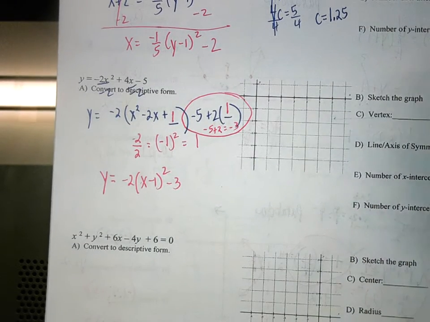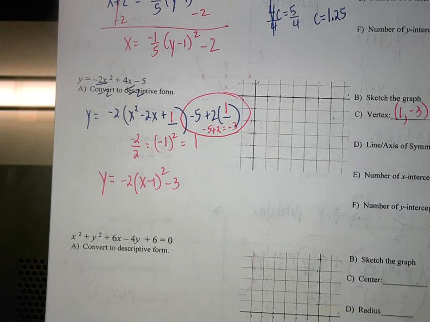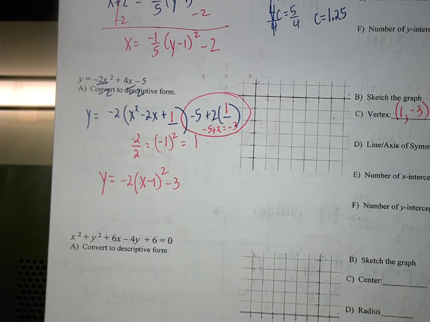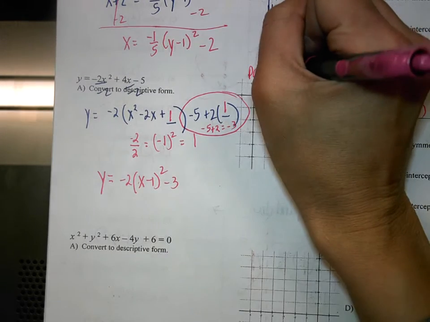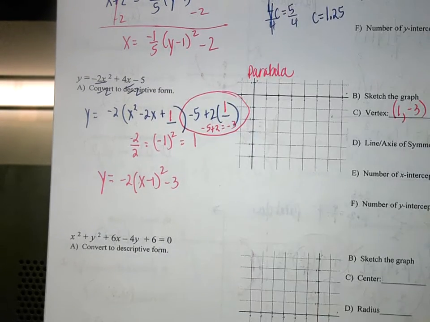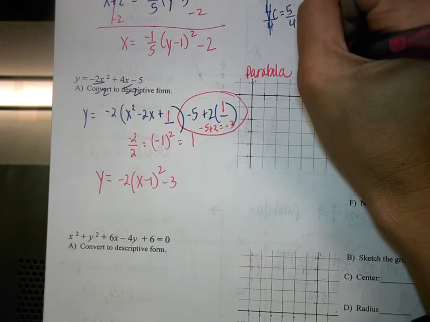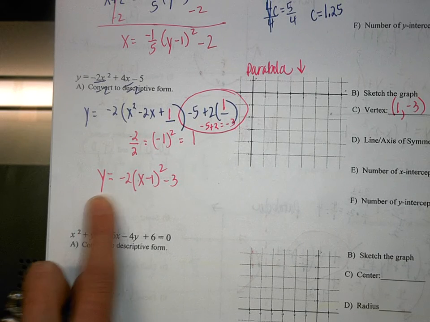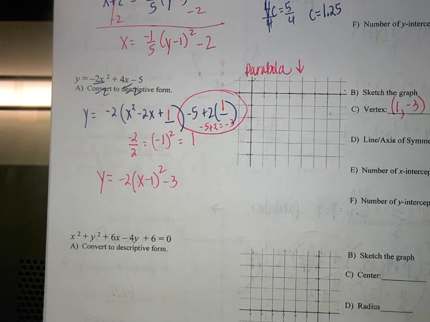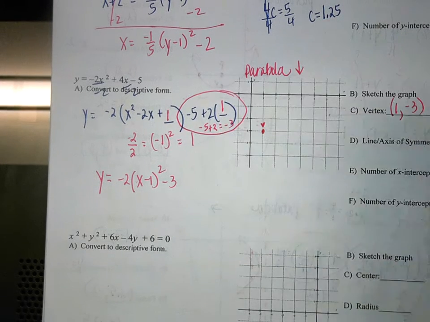What's my vertex? 1, negative 3. First of all, this is making what type of graph? Parabola. And how do we know it's a parabola? Because it has only one squared term. What direction will it go? Down is correct, because it's up or down. Y equals negative, so down. Okay, right 1, down 3, make a point. Label that as your vertex.